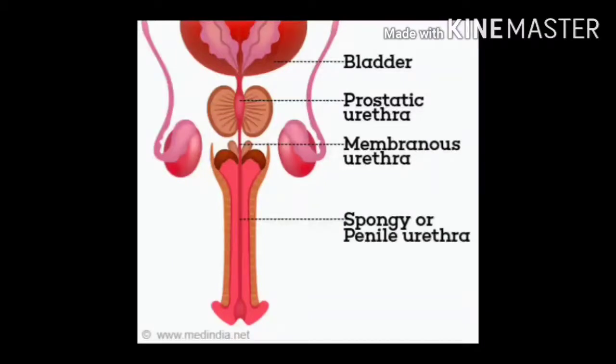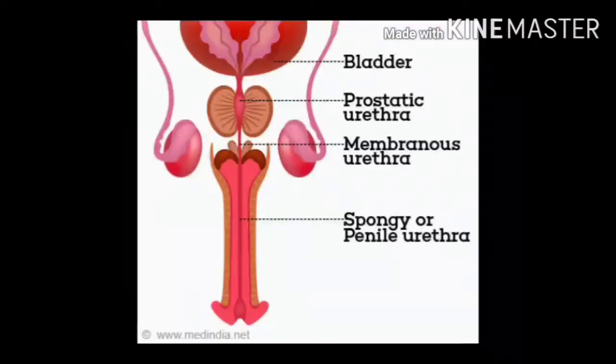This urethra is divided into three parts, namely prostatic urethra, membranous urethra, and penile urethra. If you observe, the proximal portion of the urethra, which is surrounded by the prostate gland, is called the prostatic urethra. The middle portion of the urethra that extends from the prostate gland to the base of the penis is called the membranous urethra. And the next part, the distal portion of the urethra that passes through the penis, is called the penile urethra. At the tip of this, the urethral opening is present.